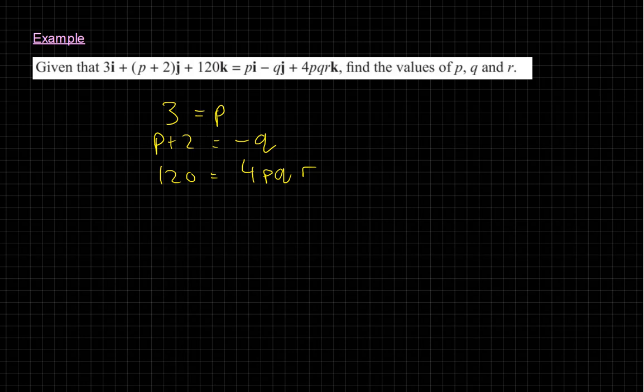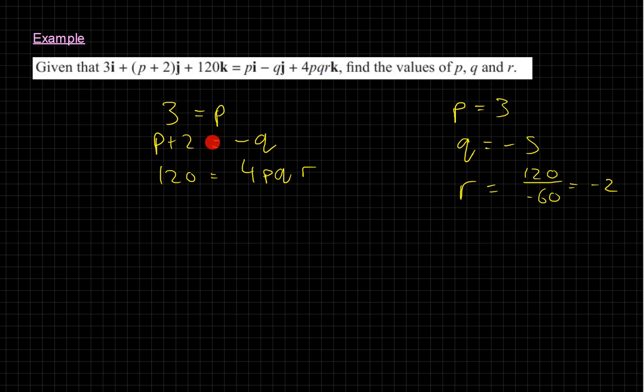So nothing particularly difficult. You've already got p equals 3. Plug that into here. You've got 5 equals minus q. Therefore, q equals minus 5. And then therefore r is equal to, with a bit of rearranging, 120 over 4 times 3 times minus 5 minus 60 minus 2. Okay, but the key thing was being able to go from that to this and justifying why.